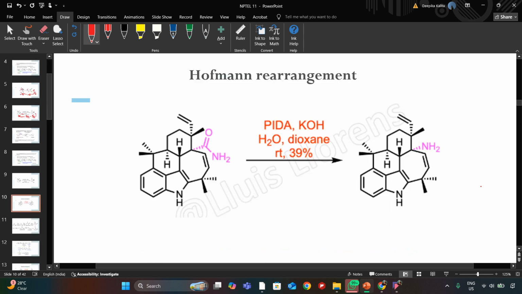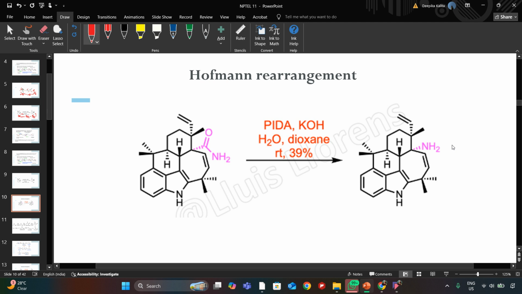So next we have this question from Hoffman rearrangement reaction. So we have this amide given, and the amide is treated with PIDA and potassium hydroxide base. PIDA is nothing but a hypervalent iodine reagent. We're going to see how it is going to participate in the reaction mechanism. And this amide is ultimately getting converted to this amine without affecting any other functionality present in the substrate.